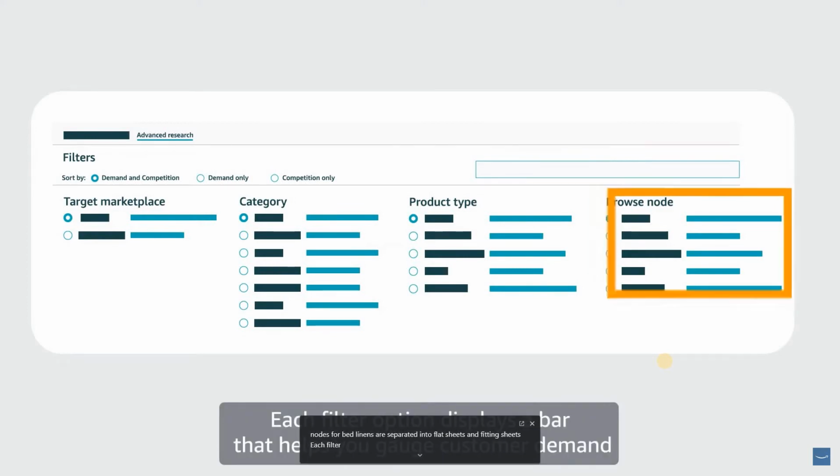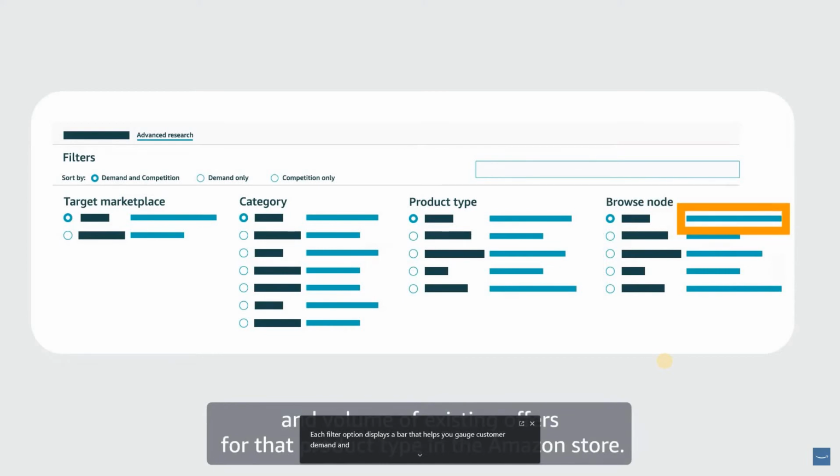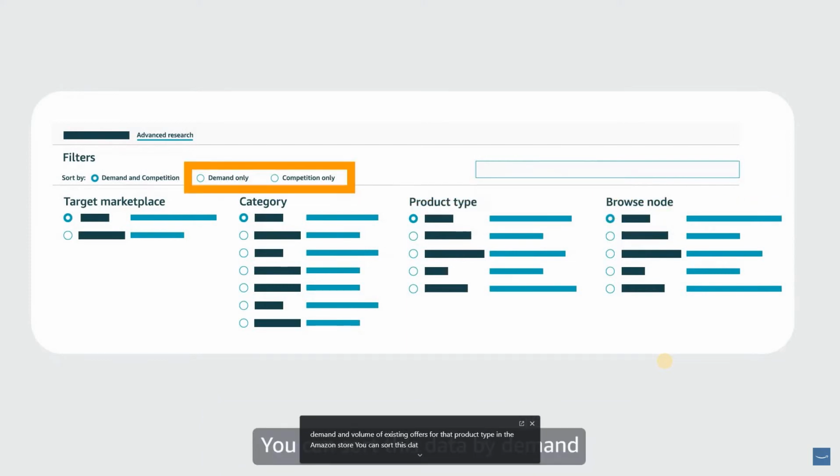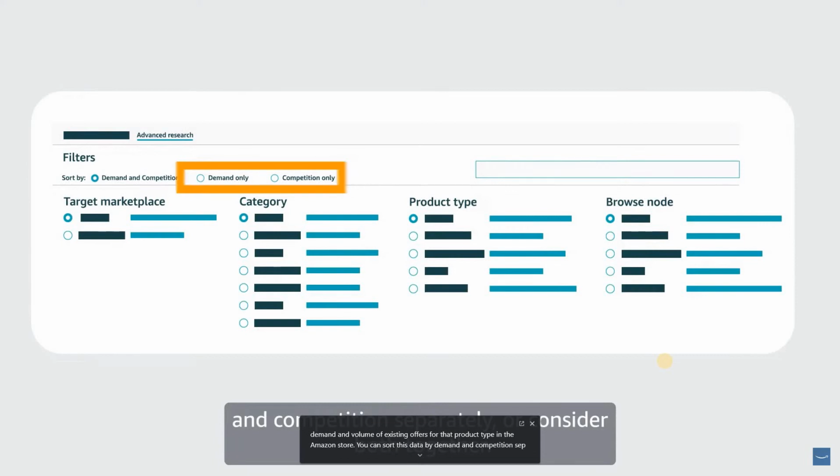Each filter option displays a bar that helps you gauge customer demand and volume of existing offers for that product type in the Amazon store. You can sort this data by demand and competition separately, or consider both together.